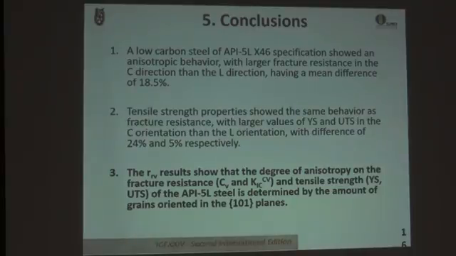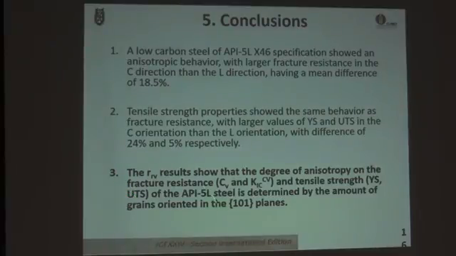And at that point, we have the following conclusions. The low carbon steel used in this study showed an anisotropic behavior with larger fracture resistance in the Z direction in comparison with the other directions, having a mean difference around 18%. The tensile strength property showed the same behavior as fracture resistance, with larger values of yield strength and UTS in the Z orientation than the L orientation, but with a different percentage of difference.